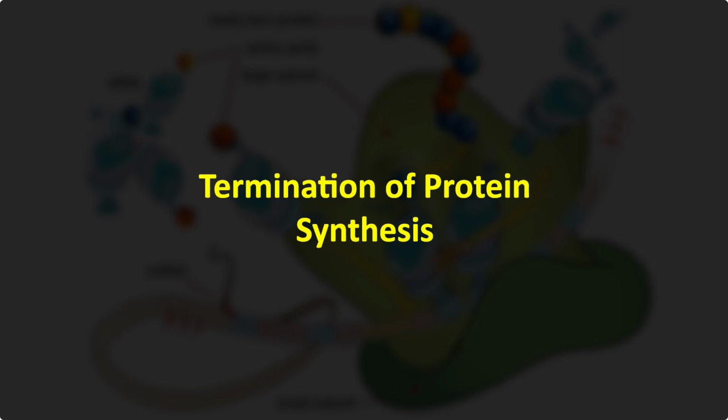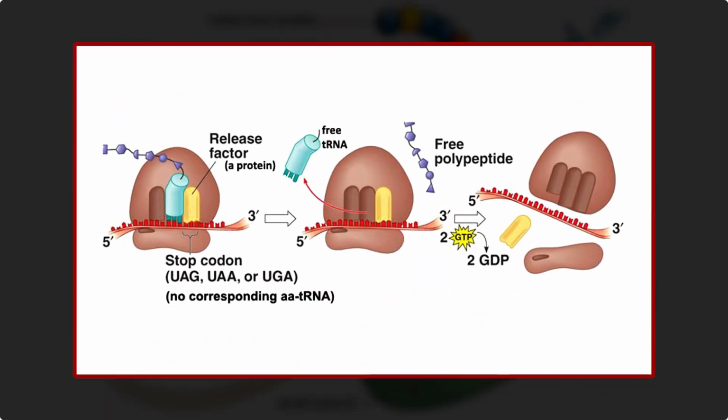Dear students, let's now discuss the last step of protein synthesis, that is the termination. Eventually, one of three termination codons, also called stop codons, becomes positioned in the A site. These are UAA, UAG and UGA, also called Amber, Ochre and Opal. Unlike other codons, prokaryotic cells do not contain amino acyl tRNAs complementary to stop codons.